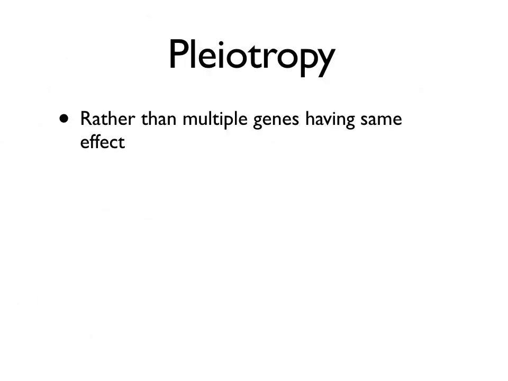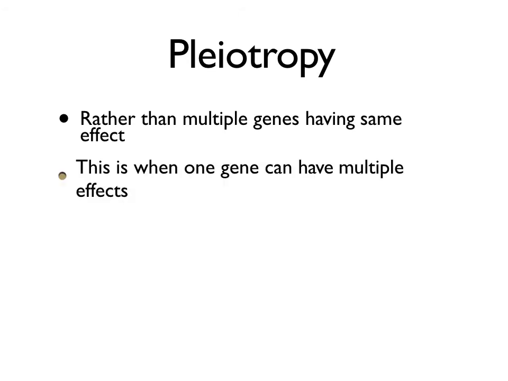Okay, so the next term I want to introduce you to is pleiotropy. And this is a situation in which we're not dealing with a scenario where multiple genes contribute to one gene product or influence the same thing, or all are involved in this one gene product. Instead of that, what pleiotropy is referring to is when one gene has multiple effects. It affects many aspects of the phenotype.